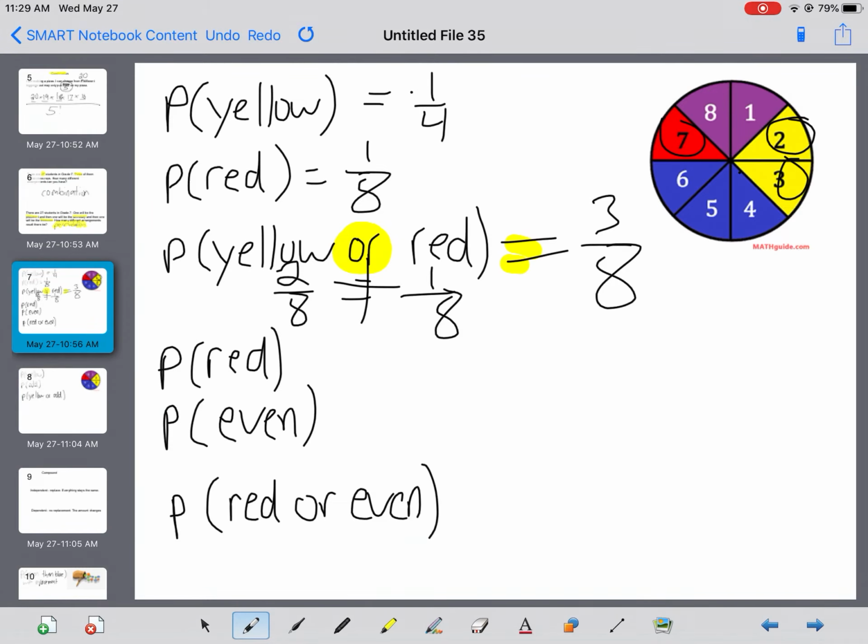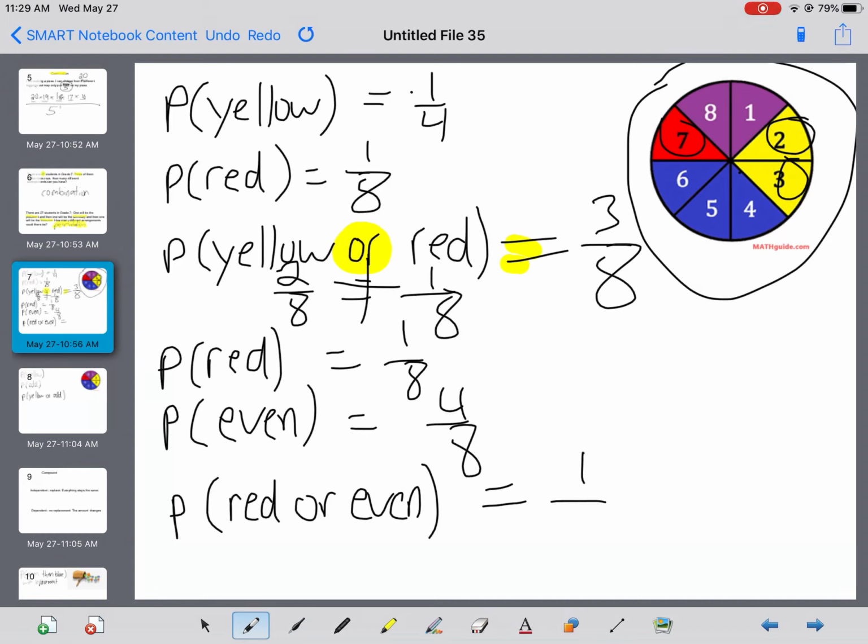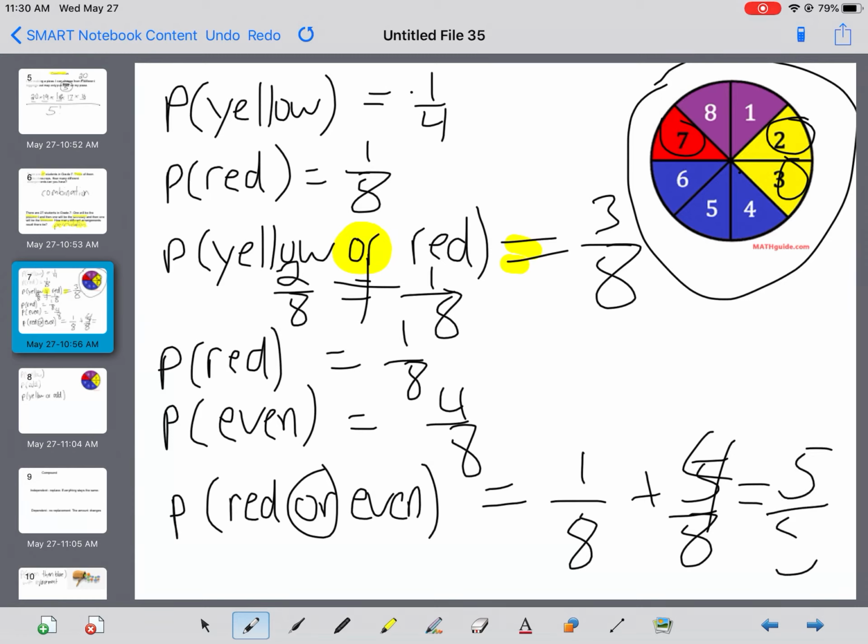So when you see or, we're typically going to add if the events are mutually exclusive. Mutually exclusive means they cannot happen at the same time. If I look at my spinner, I cannot land on yellow and red at the same time. They're mutually exclusive, so I can just add up those 2 probabilities. Same with the probability of red, 1 out of 8, and the probability of even, which is 4 out of 8. The probability that I land on red or even, remember it's or, that's important, one or the other, I can add up the 2 different probabilities. And I get 5/8.